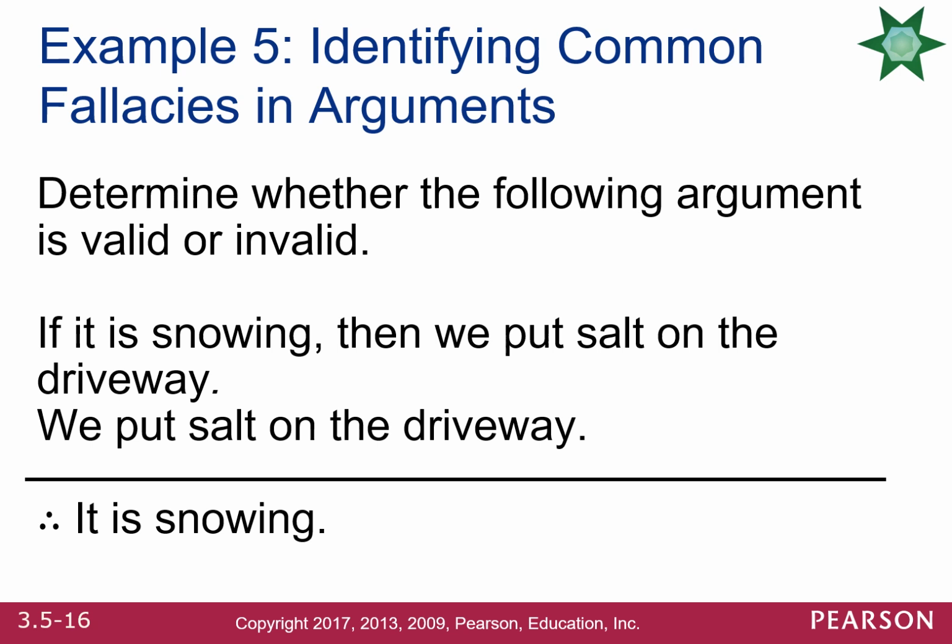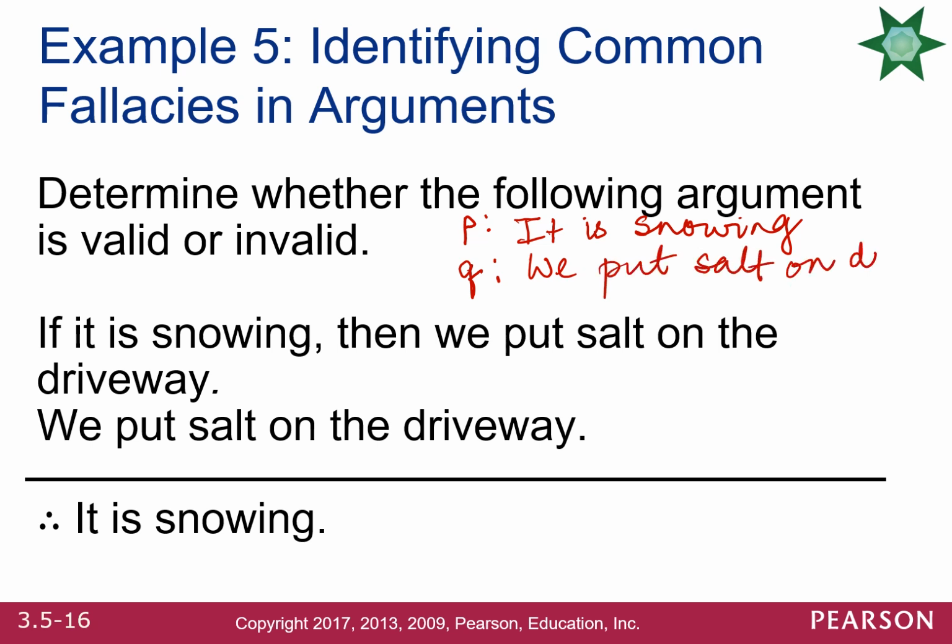All right. So let's again put everything in symbolic form. So we'll start with writing the simple statements out of these compound statements. So P will be it is snowing. That's the first atomic statement here. And then Q, the other statement will be we put salt on the driveway, right? Salt on driveway. Now let's write each of these statements or premises using P and Q.